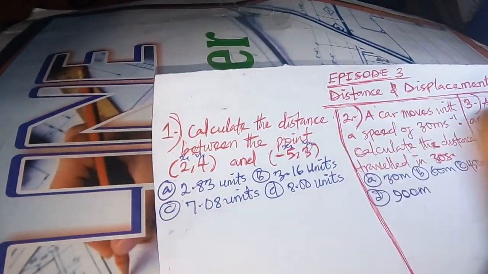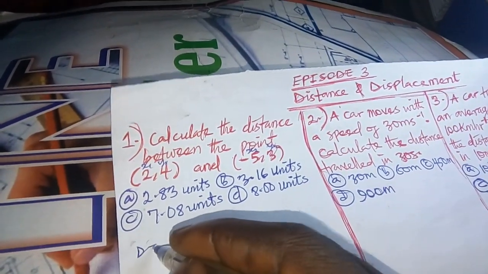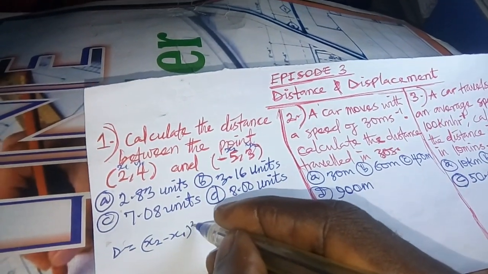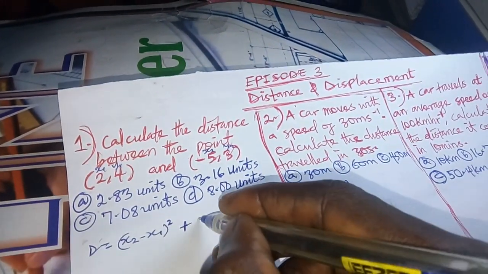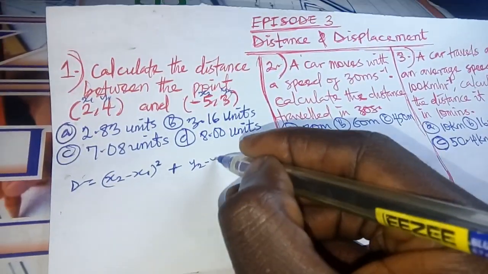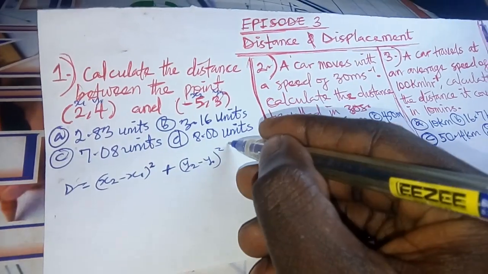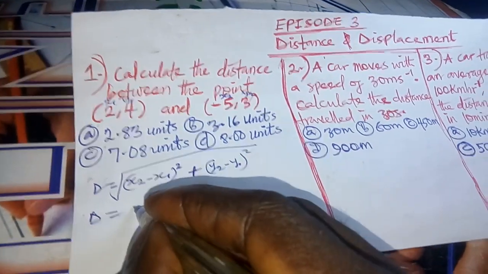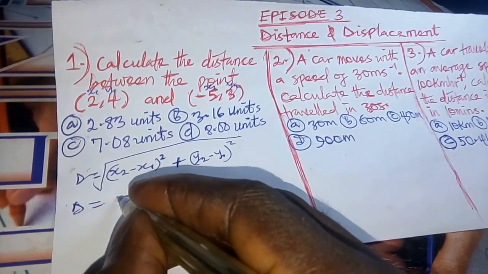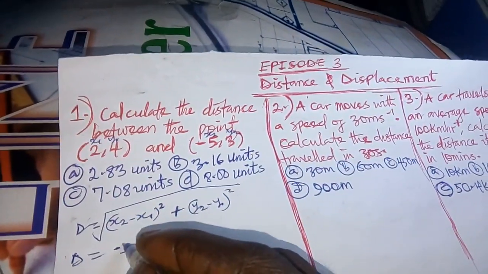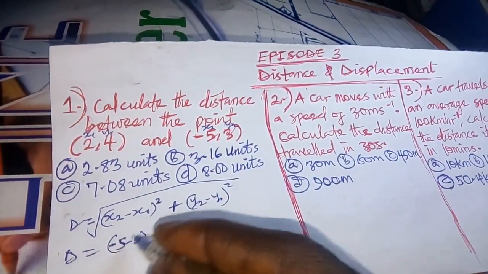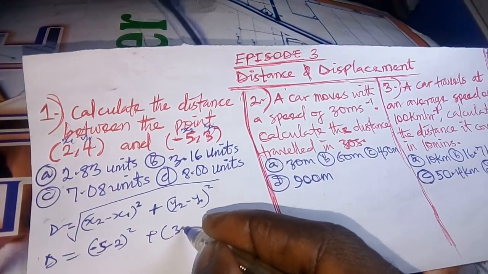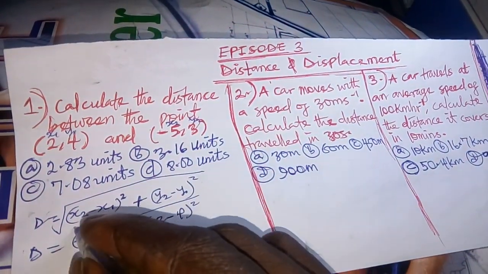Once you have been able to label, the next step is the distance we are calculating. Distance is the separation between 2 points. The distance will be the square root of x2 minus x1, all squared, plus y2 minus y1, all squared. So x2 is -5 and x1 is 2, that's -5 minus 2 all squared, plus y2 is 3 and y1 is 4, that's 3 minus 4 all squared, all under the square root.